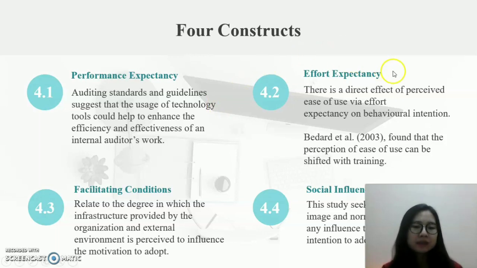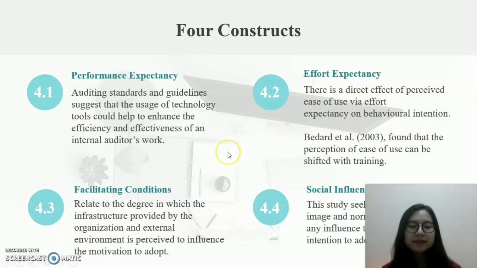Next, effort expectancy. There is a direct effect of perceived ease of use via effort expectancy on behavioral intention. So the easier it is to use the CAATT, the higher the chance that internal auditors will adopt it. According to Venkatesh et al. 2003, the perception of ease of use can be shifted with training. So in this study, the effect of ease of use and training on CAATT adoption by internal auditors is examined, seeking confirmation of their applicability to an internal auditor's adoption decision.